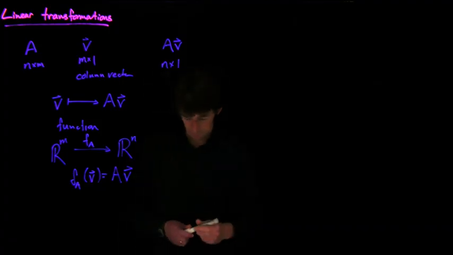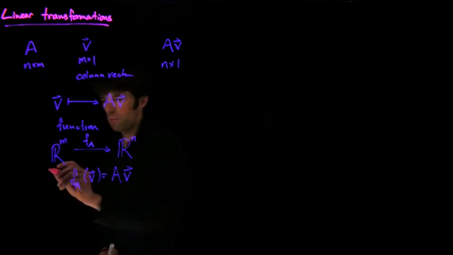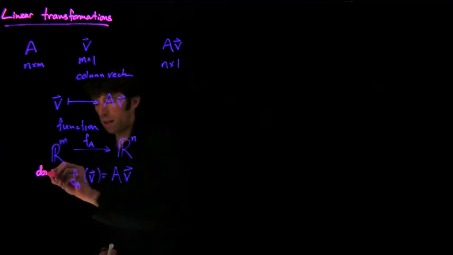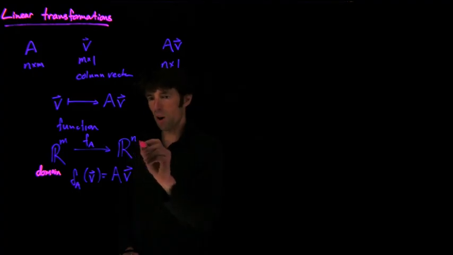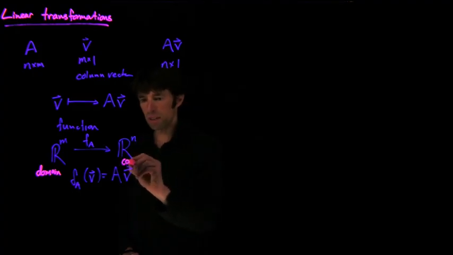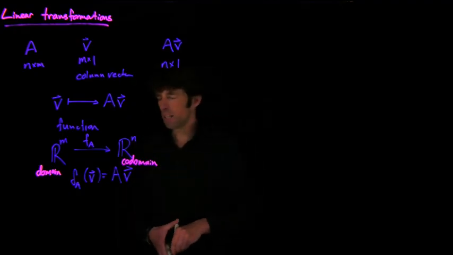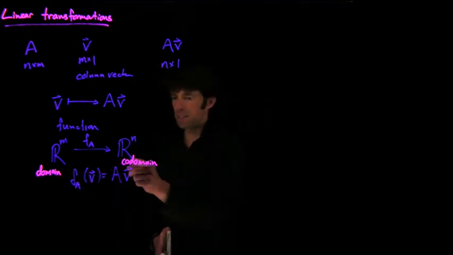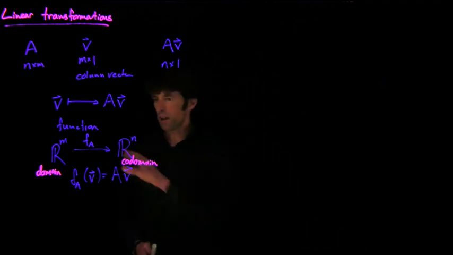Now, the inputs here live in R^m. We call this the domain of this function. And the outputs live in R^n. So we call this the co-domain, because mathematicians aren't very imaginative. And if we need another word, we just take a word we already have and stick something like a co in front of it. So we've got a function here.